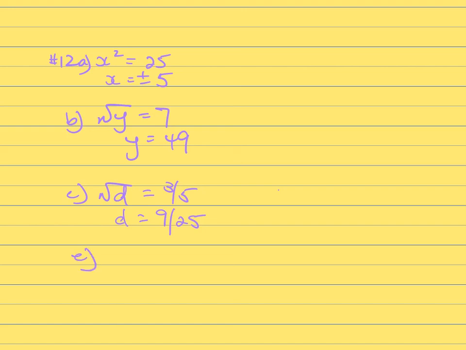And E, if t squared is equal to 16 over 121, we take the square root of the numerator and the square root of the denominator, and we will get that t is equal to plus or minus 4 over 11.